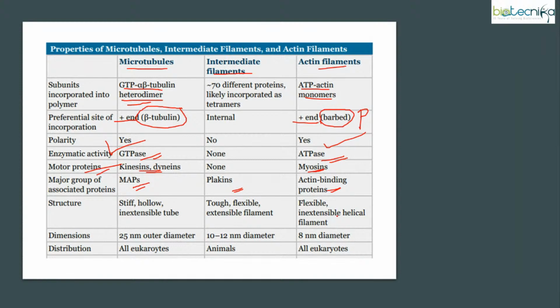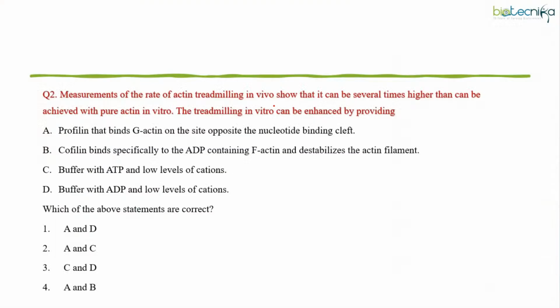This is their structure, and dimensions are not important. Distribution, yes, they are present in all the eukaryotes, both actin and microtubules. But intermediate filaments are present exclusively in animals. Okay. So this is the basic comparison between all the three major cytoskeletal systems. Remember it. Next, moving on to our next question.